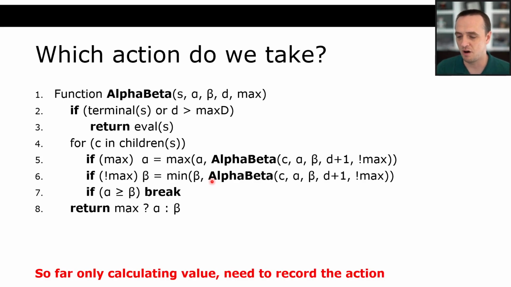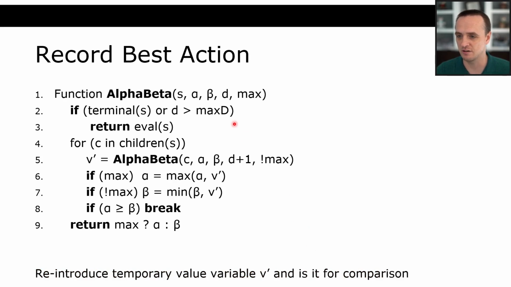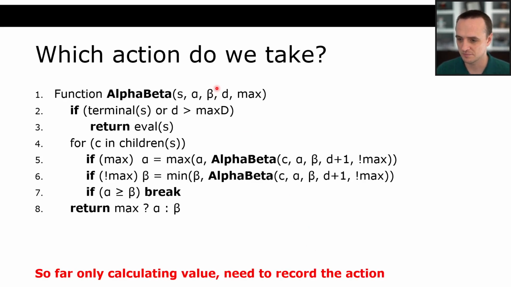In this algorithm, all we do is calculate the value, right? So all we know is how good that move is, or how good that state is. What we really care about is which action we should do, right? Which action should I actually do here? Well, what we have to do now is change this algorithm back to a long-form algorithm so that I can actually record the action that I want to do, right? So how do I do that?